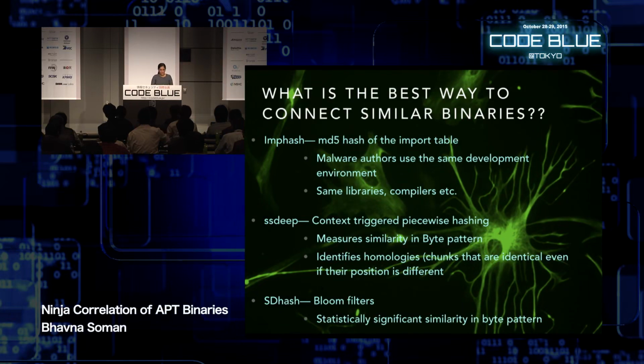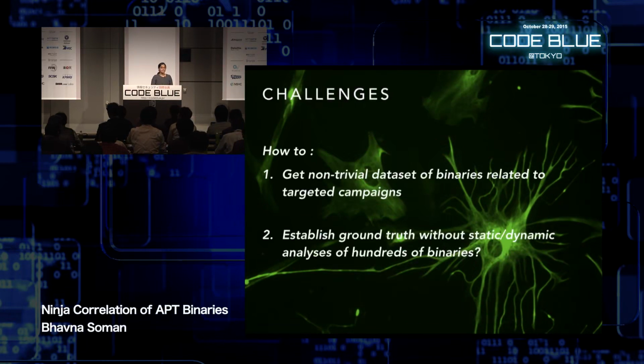The first one was, where can we get a significant data set of binaries related to APT campaigns? As you all know, companies are hesitant to share this data because of privacy and legal concerns. But it also makes it difficult for researchers to get this data and run algorithms on. So that was our first problem.